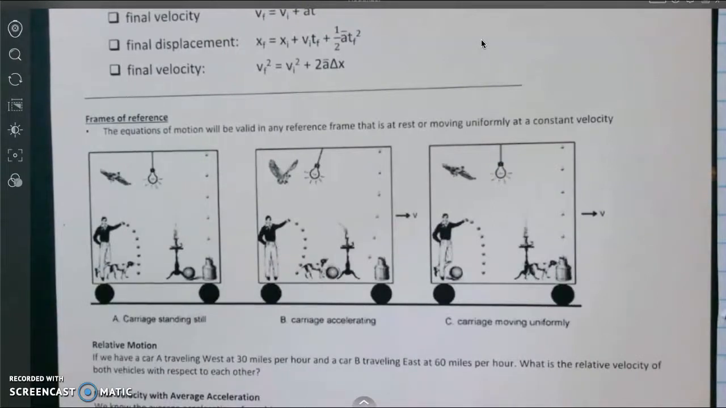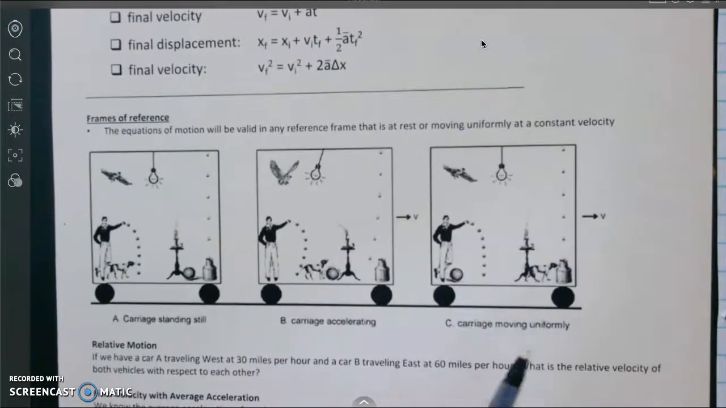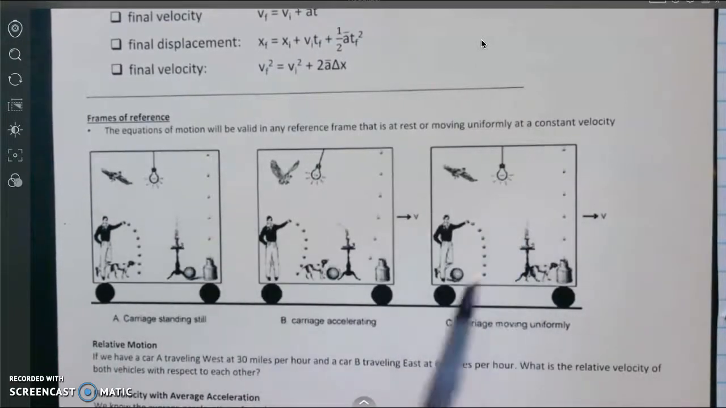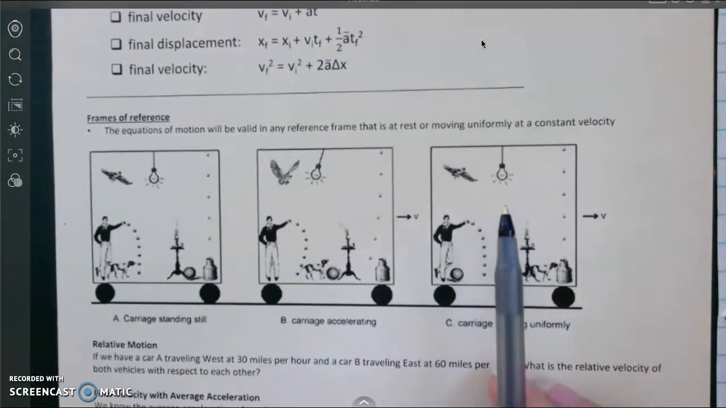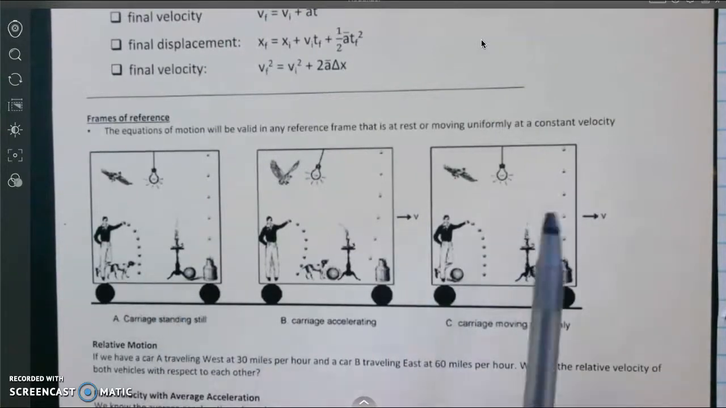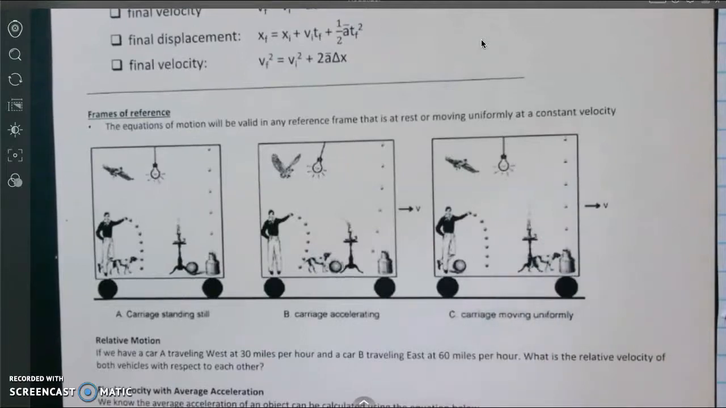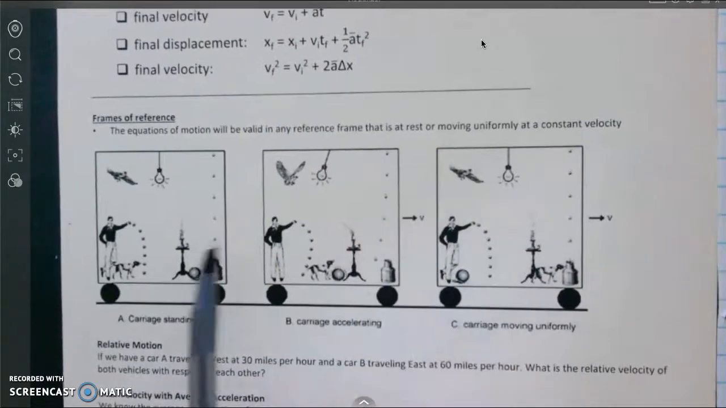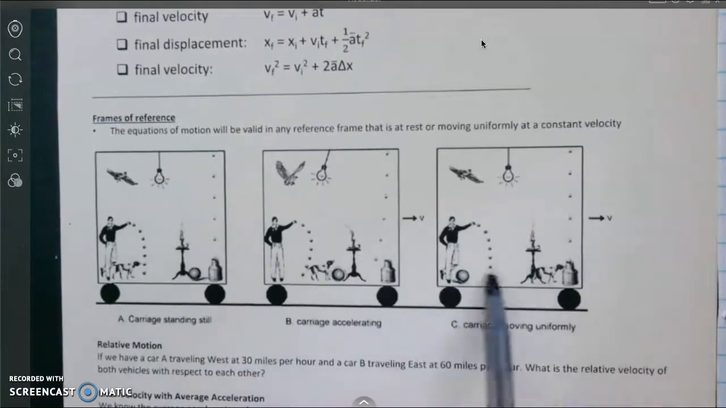Now, another form where we have this same type of reference frame is when our velocity is uniform, when we don't have acceleration, but we're moving at a constant velocity. When that's the case, we get the same situation as if we were standing still. The drop falls straight into the bucket, the ball stays where it's at, we have parabolic motion, those kinds of things. Okay, so these equations work here and they work here.